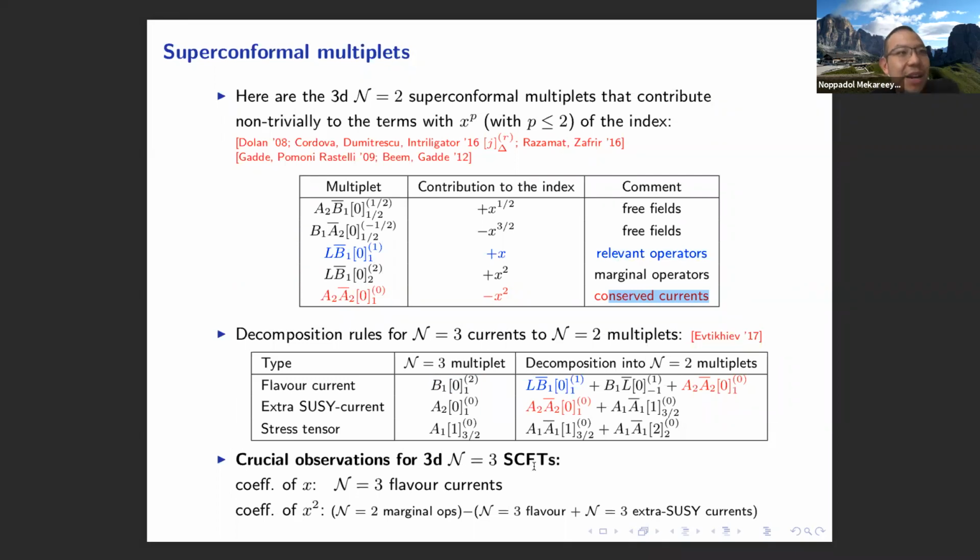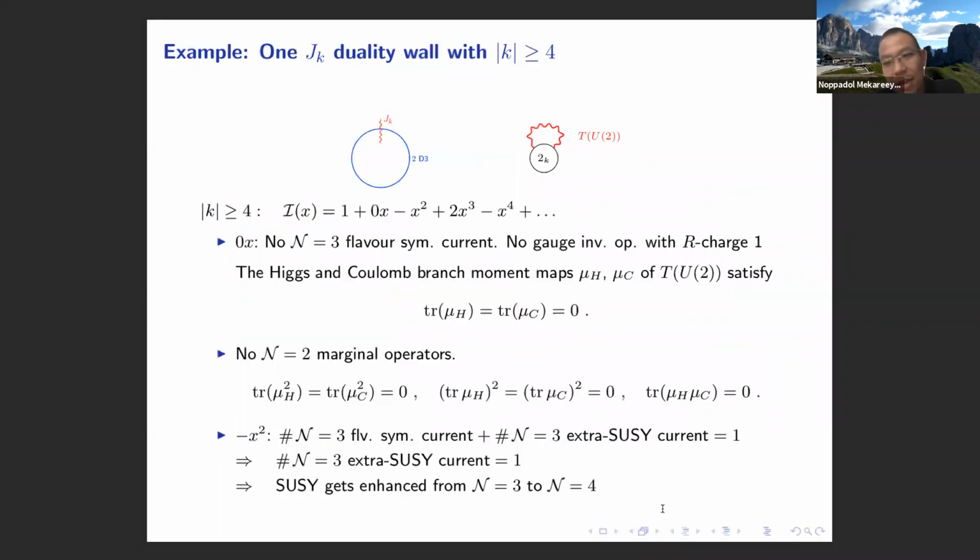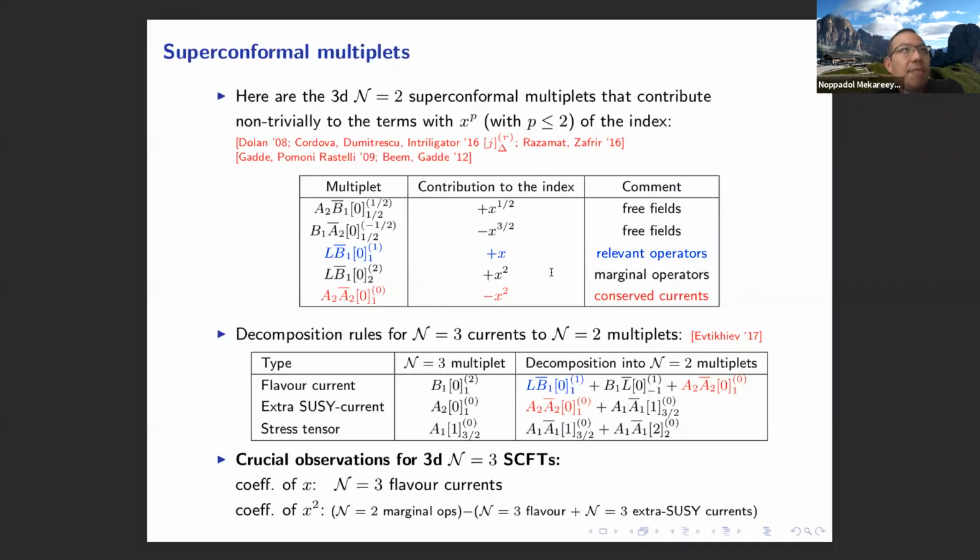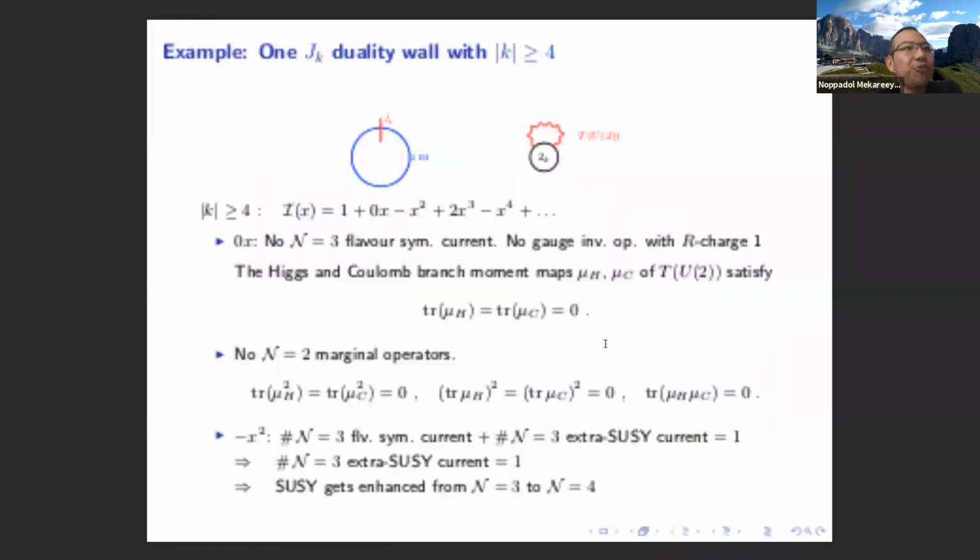So the crucial observation for 3D N=3 SCFT is that if you look at the coefficient of X, this is the N=3 flavor currents. The coefficient of X squared is the N=2 marginal operators minus flavor currents and extra SUSY currents. And this extra SUSY current will tell us whether the supersymmetry gets enhanced or not in the infrared, okay? So this is the power of the superconformal multiplet combined with the index. By the way, there is nice work here and a lot of nice work here, which we combine together.